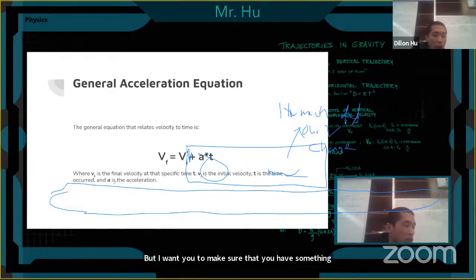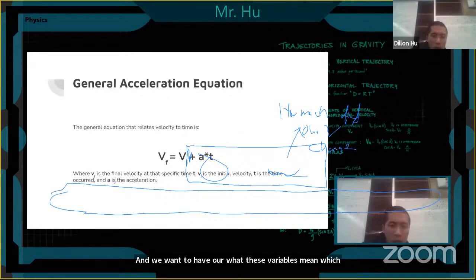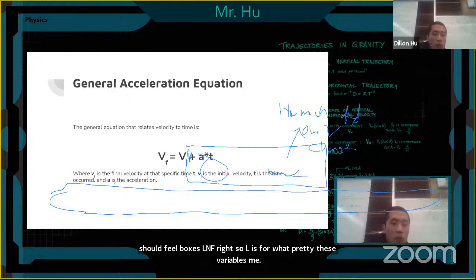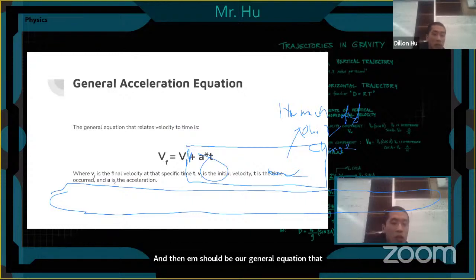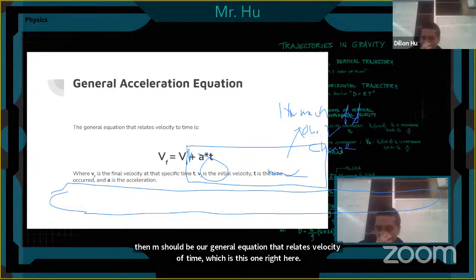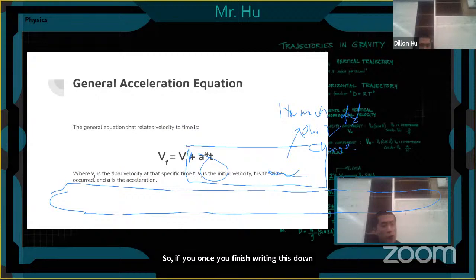Right, so we want to have an equation, and we want to have what these variables mean, which should fill boxes L and M, right? So L is for what do these variables mean, and then M should be our general equation that relates velocity to time, which is this one right here.